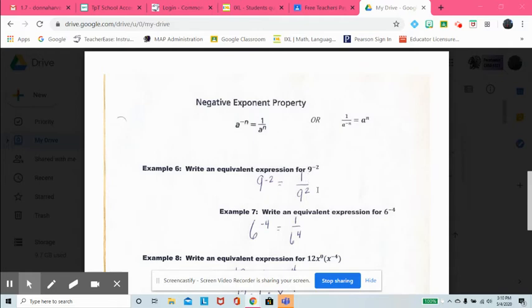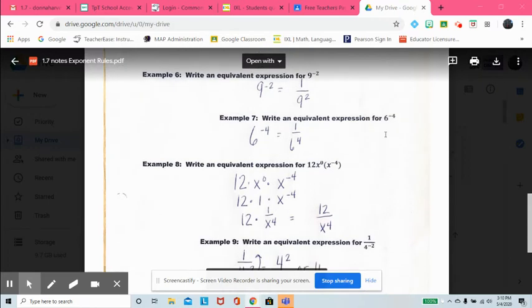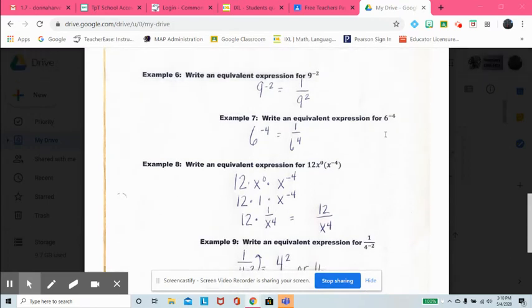So let's see what this looks like. If we're looking here, 9 to the negative 2, you're going to write it as 1 over 9 squared. The next one, 6 to the negative 4, you're going to write it as 1 over 6 to the 4th. All right, let's keep going.